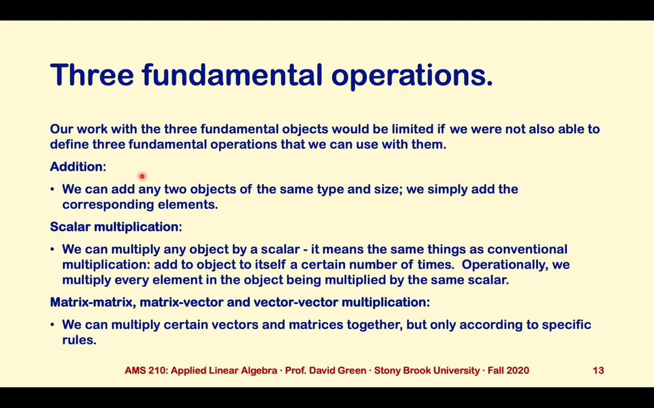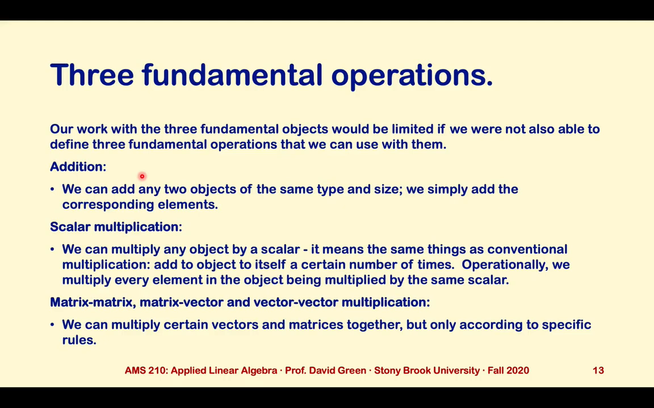With addition, we can take any two objects of the same size and type and add them together. The way we do this is we simply add the corresponding elements. We can take any object, a vector, a matrix, or another scalar, and multiply that by a scalar. We can think of it as meaning very much the same thing as multiplication of scalars does. The idea of multiplication really means to add an object to itself a certain number of times.